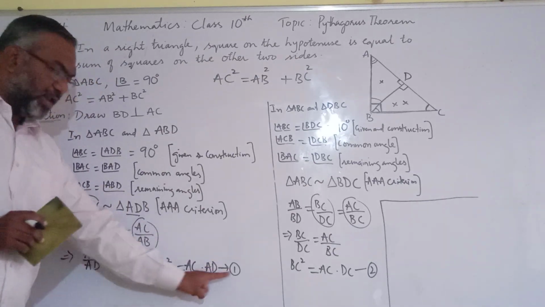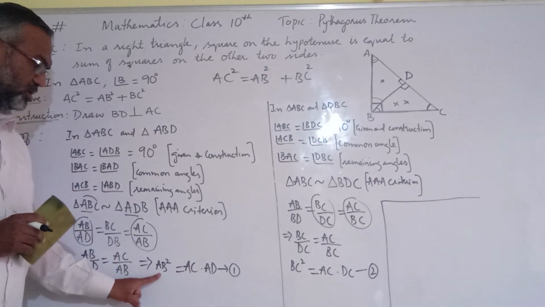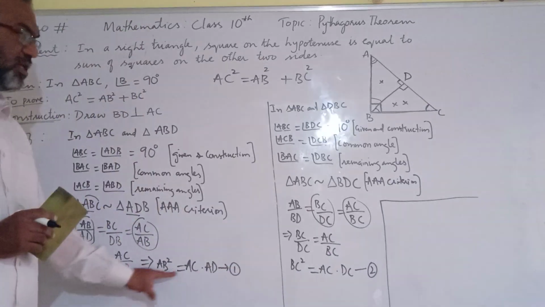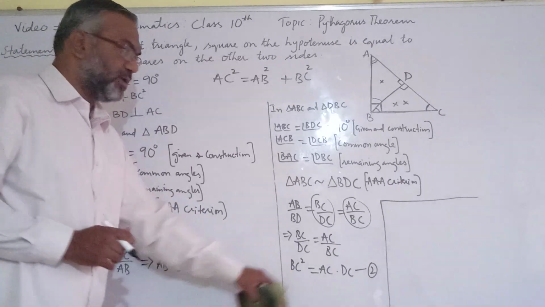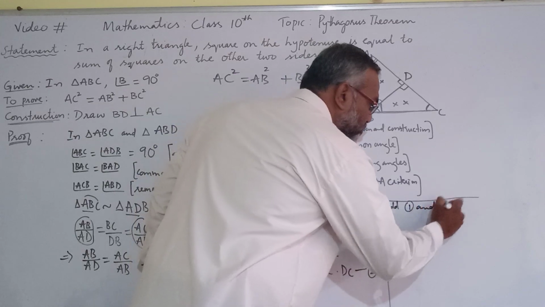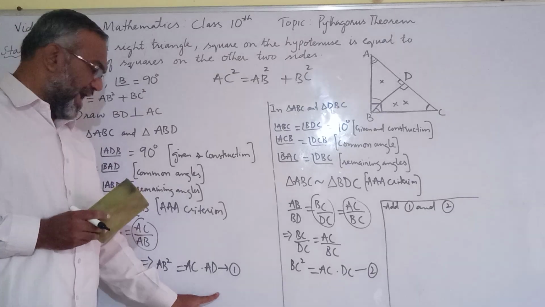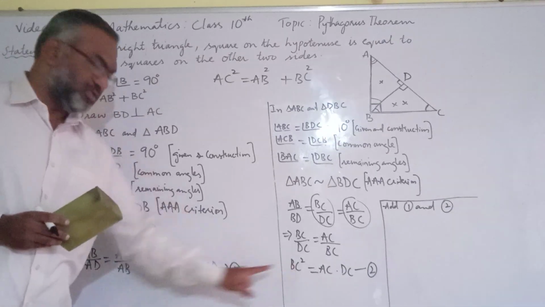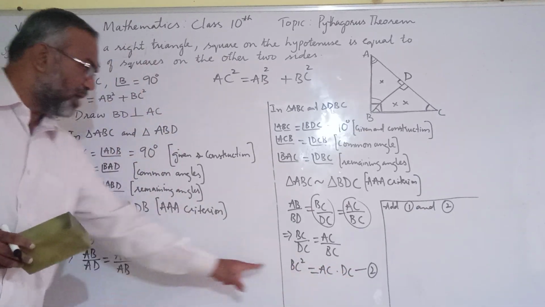In this equation number 1, what is LHS? AB square. In equation number 2, what is LHS? BC square. So while adding equations 1 and 2, AB square plus BC square. When we add equation 1 and 2, AB square will add to BC square, LHS plus LHS.